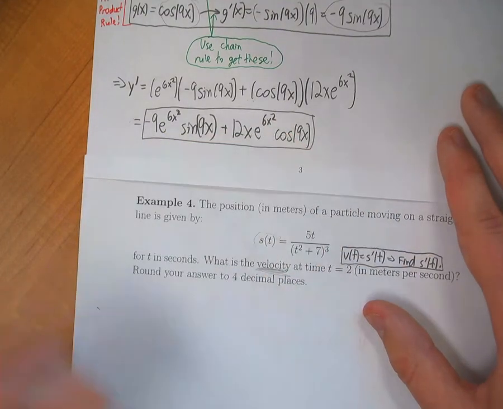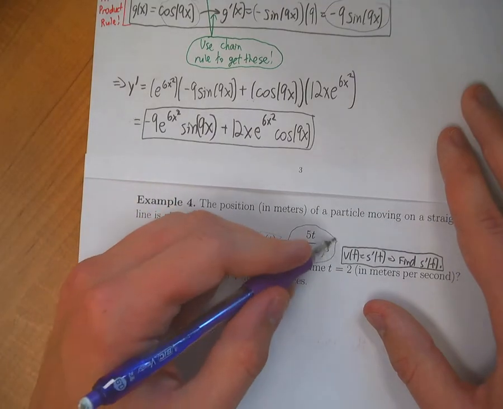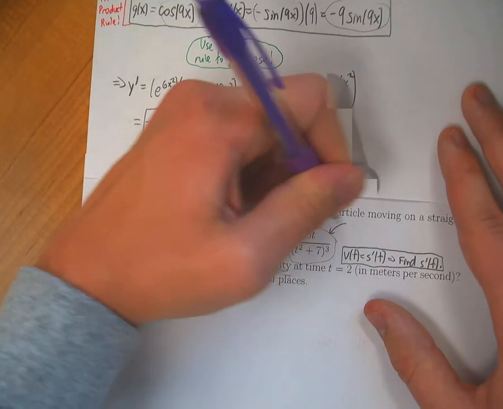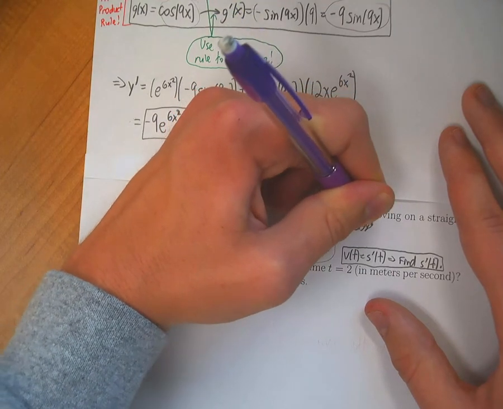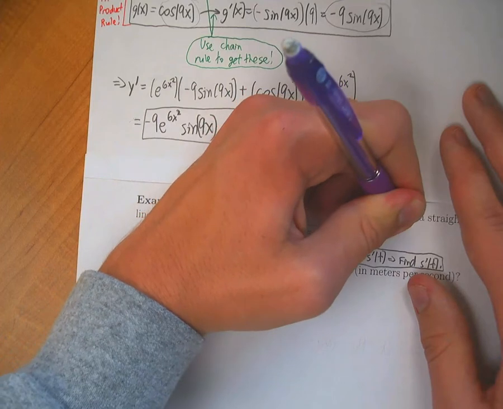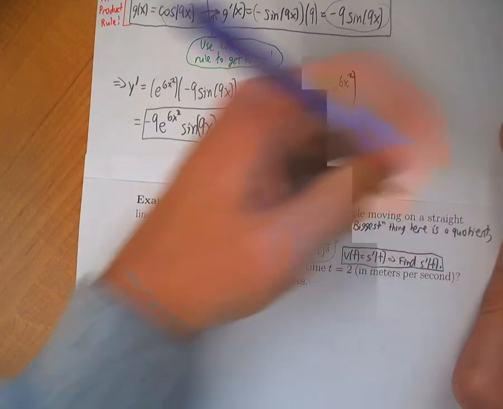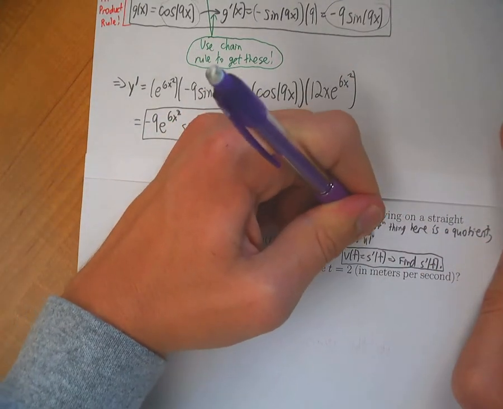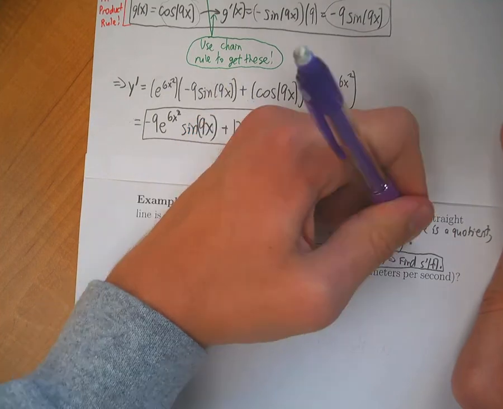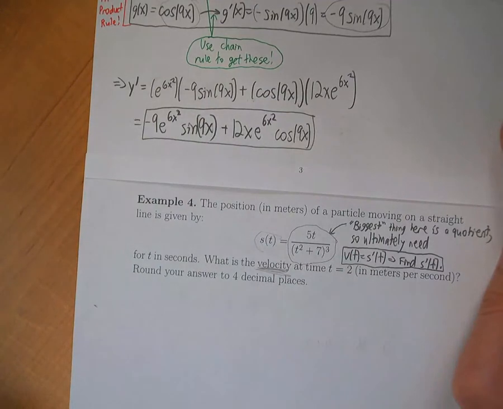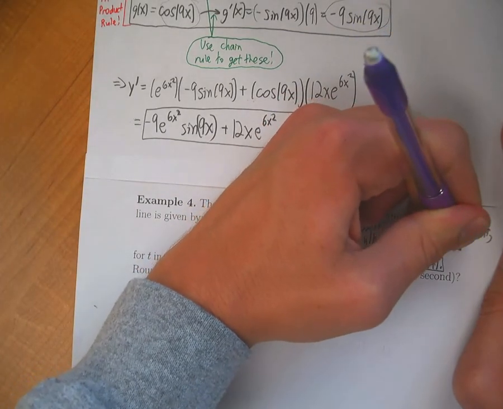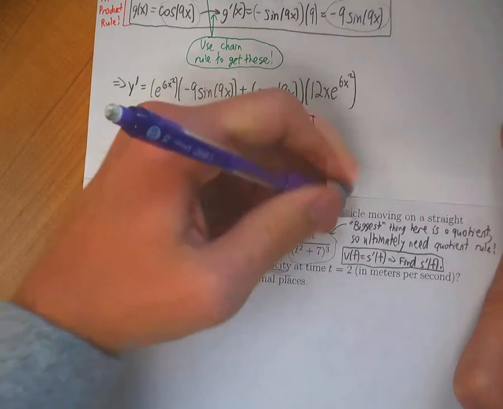So if that's the case, that means we need to find our derivative of this quotient here. But then, since the biggest thing here is a quotient, ultimately we're going to need to use which rule here? If the biggest thing happening here is a quotient. Quotient rule, good. The aptly named quotient rule. How convenient. Okay.